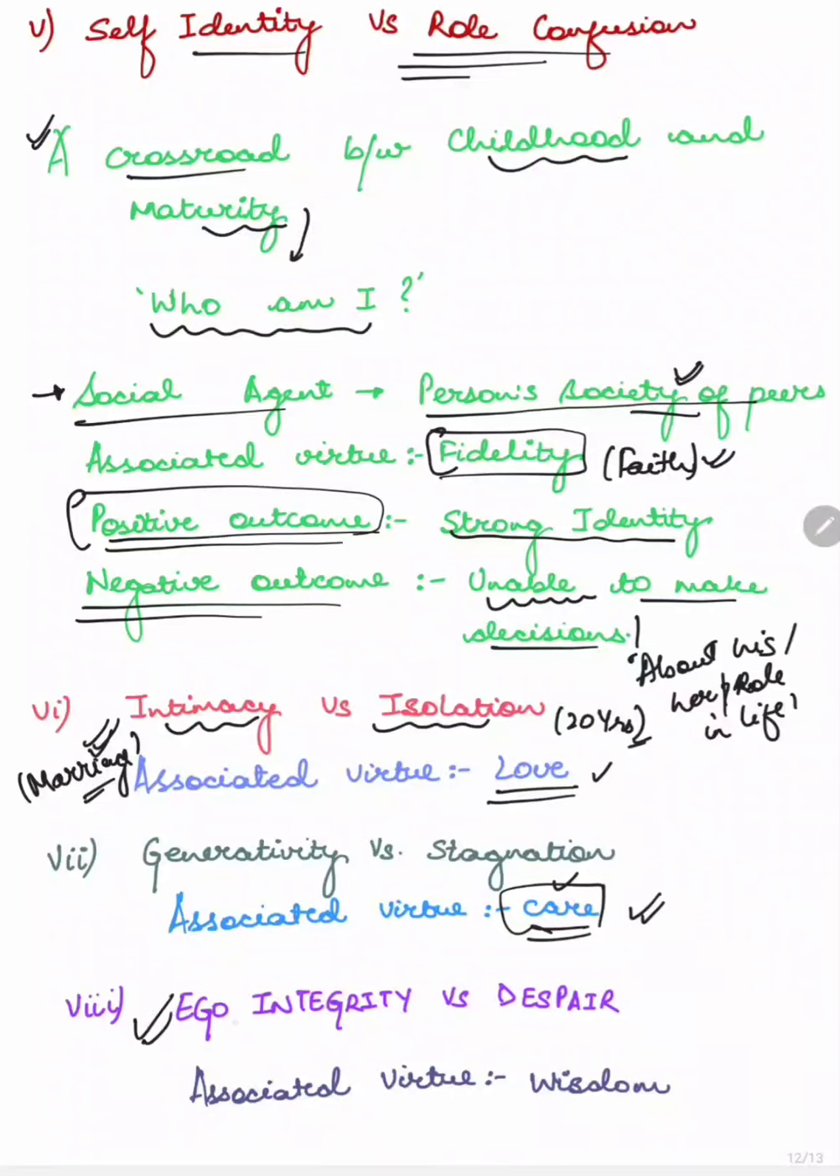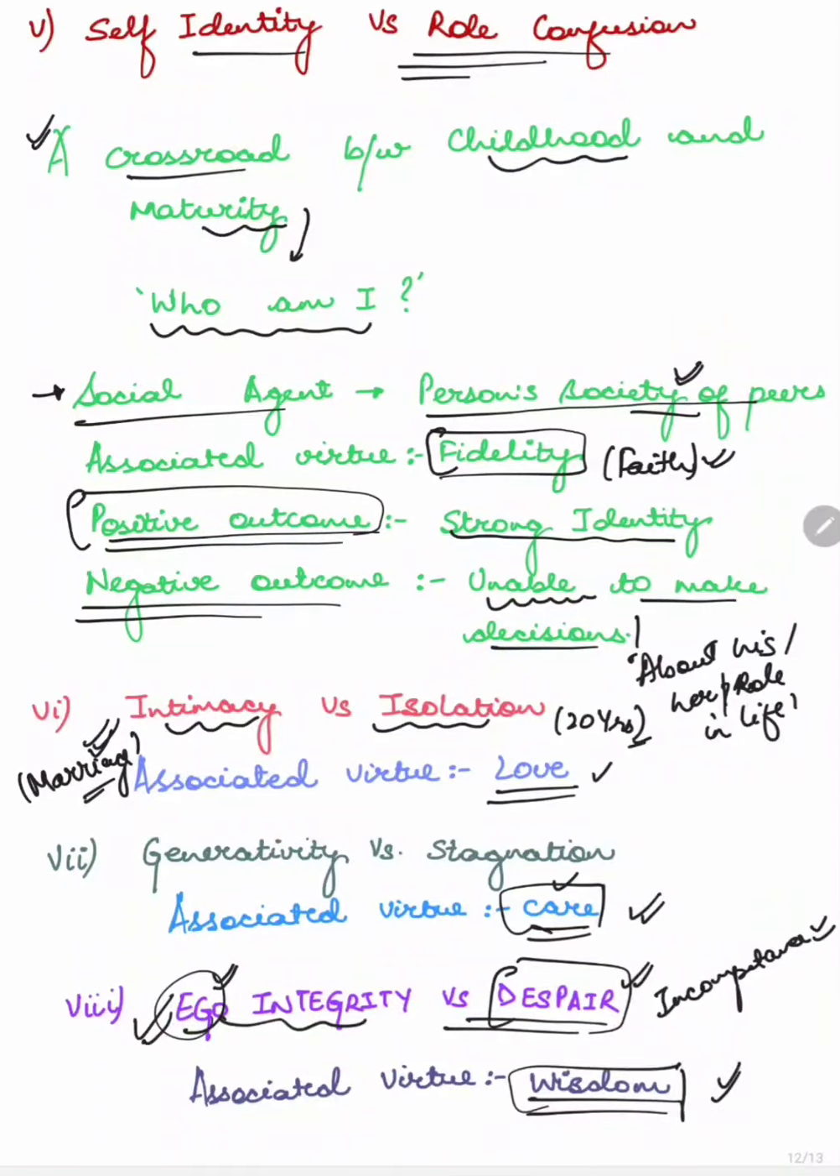Finally, the last stage, that is the ego integrity versus despair, right? If one successfully resolves all the crises or conflicts in life, right, that individual looks back and develops a sense of ego integrity, right? But if the resolutions were unsuccessful in one or more stages of development, then a sense or feeling of despair will be developed, that is incompetence will be developed in that person. So the associated virtue is wisdom in this stage, right?